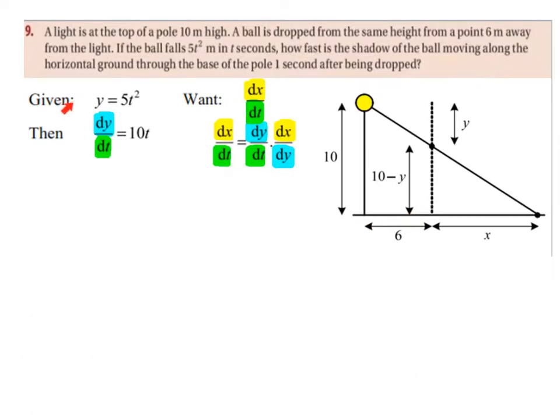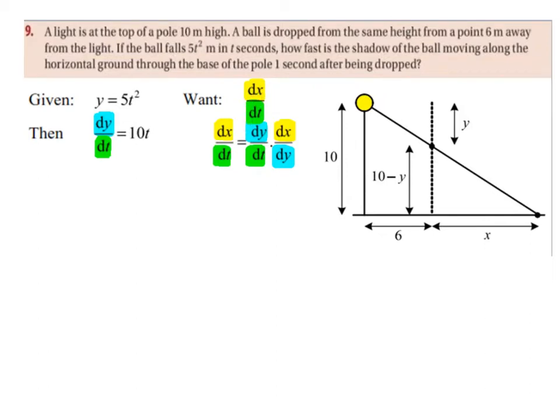So what's given? Well, y is equal to 5t squared. So that is the ball falling. So the ball falls at 5t squared meters in t seconds. So y is equal to 5t squared. And what do we want? We want dx/dt, the derivative of x with respect to t. So x being this distance, notice that we have formed a triangle, a right angle triangle. X being this distance with respect to t, so we're differentiating x with respect to t.